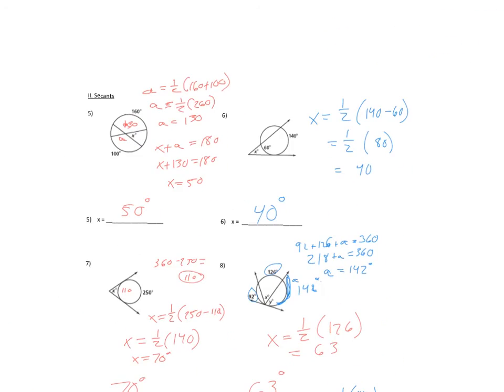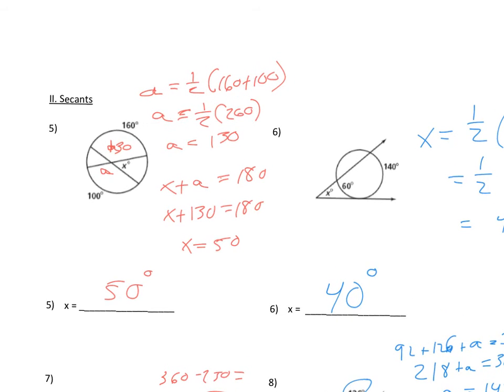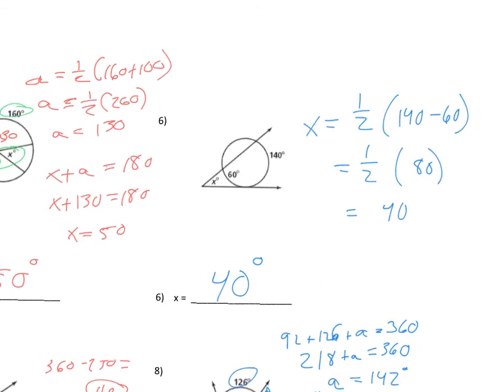On the back page, we look at the secants. Numbers 5 and 6 were straightforward with the formulas, no tricks at all there. For this one, this little angle, I'm just calling it A. You could call it any variable that you want. That's going to be 1/2 of 160 plus 100. So A is 130. And since A is 130, this is a linear pair. Linear pair adds up to 180, so x equals 50. 180 minus 130 is 50.